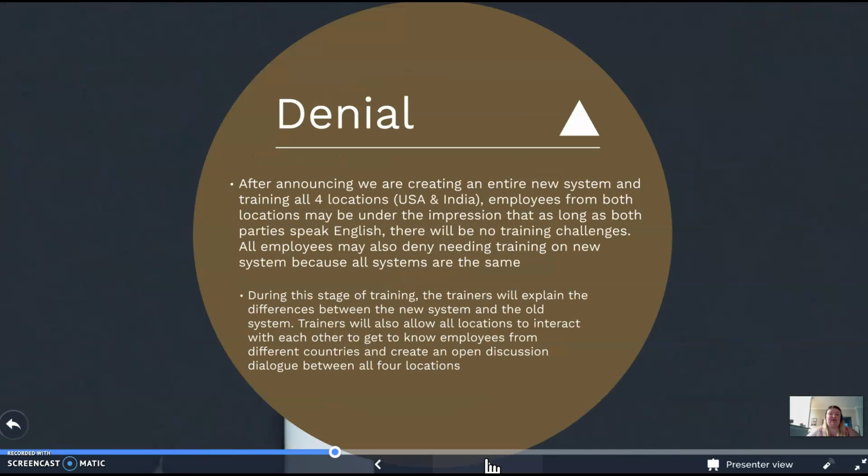Stage 1 is denial. After announcing we are creating an entire new system and training for all 4 locations, employees from both locations may be under the impression that as long as both parties speak English, there will be no training challenges. All employees may also deny needing training on the new system because they believe that all systems are the same. During this stage of training, the trainers will explain the difference between the new system and the old system. To move forward to the next stage, trainers will also allow all locations to interact with each other to get to know employees from different countries, as well as create an open discussion dialogue between all 4 locations.